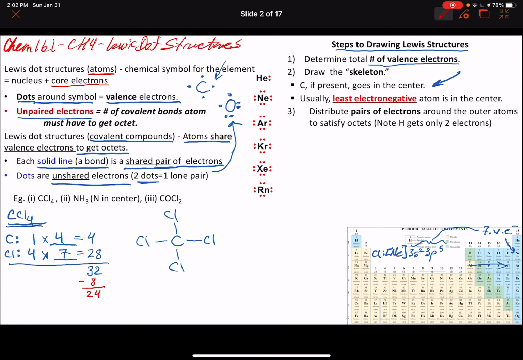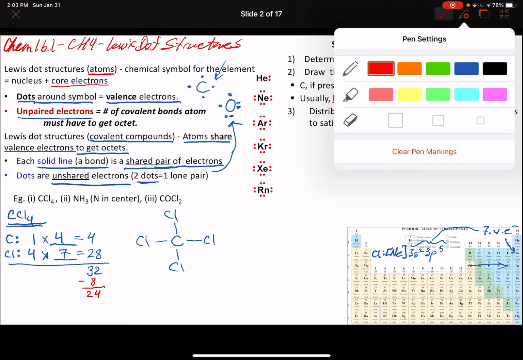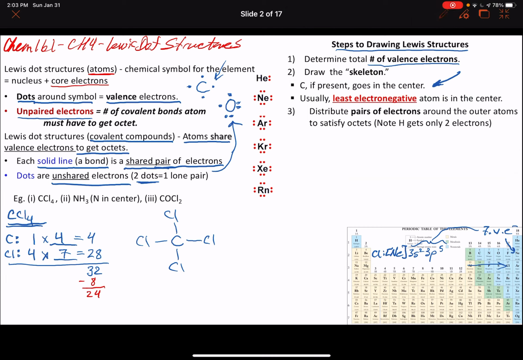Okay, so with that, now we need to distribute pairs of electrons around the outer atoms to satisfy octets. So we notice that chlorine here does want to, in fact, have an octet. The only exception would be something like hydrogen, which would want a duet, and we don't have hydrogen in our structure. So we simply want to satisfy octets and position those pairs of electrons around each chlorine. Okay, so we'll start at any chlorine position and just sort of count. 1, 2, 3, 4, 5, 6. I've just used 6. I've established 8 electrons around this chlorine. An octet is there. 6 electrons used.